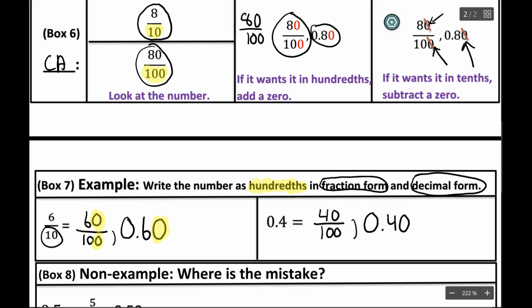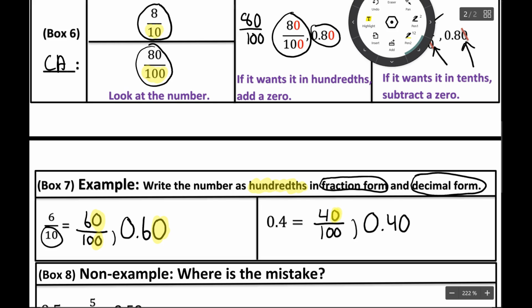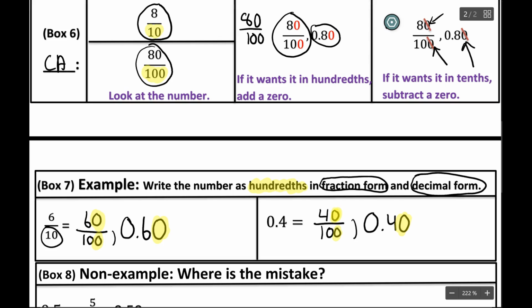Mr. Arevalo, does it matter which one we put first, whether it's a fraction or decimal? It doesn't really matter, okay, as long as you put both of them, because it does want fraction form and decimal. And that's it, okay? Again, I added my 0 right here. You guys can see that. I added 1 0 right there, the 0 right there, and the 0 right there. So that tells me that I did everything correct and that I'm done.